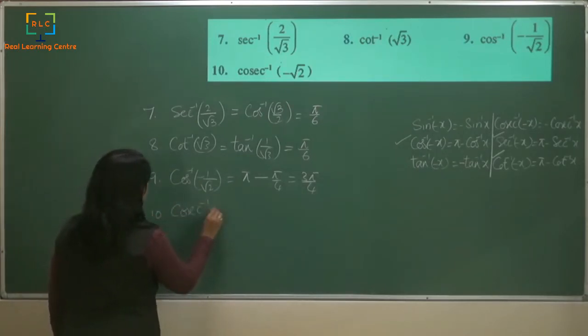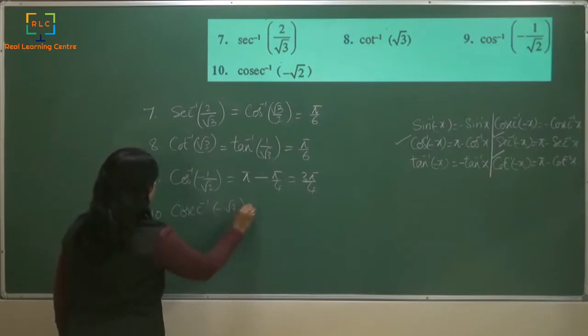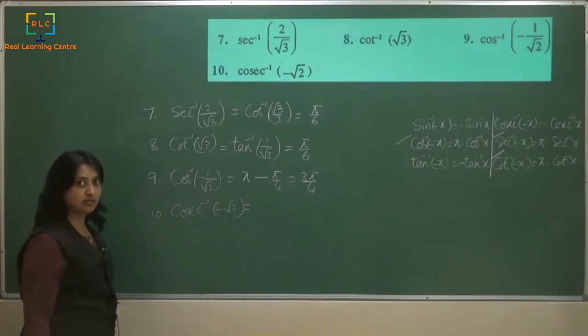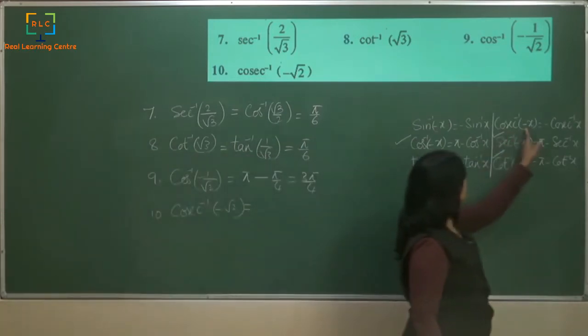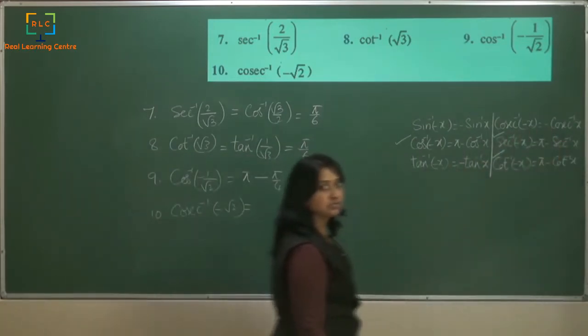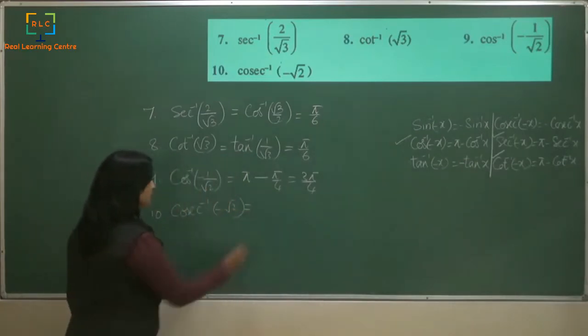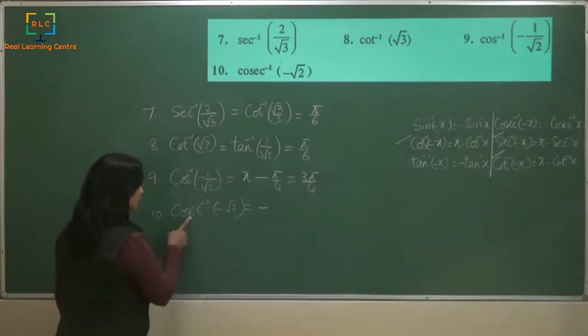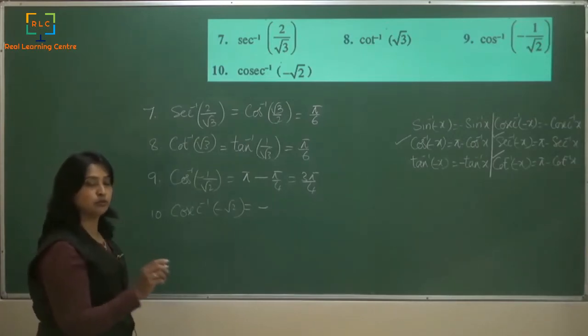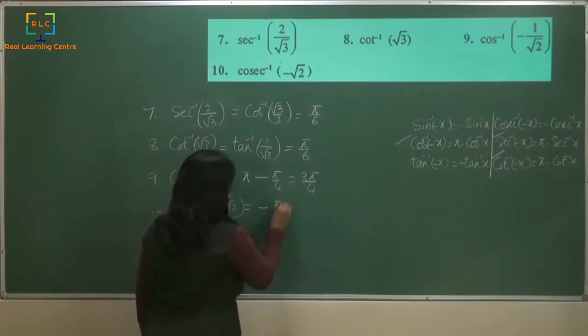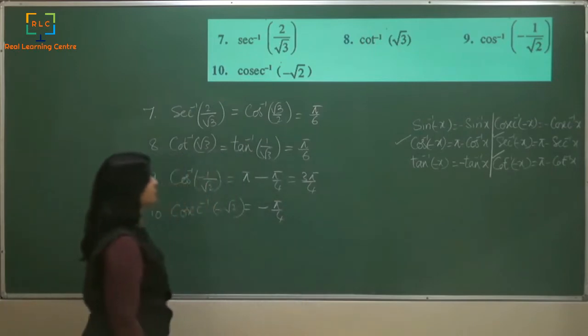Next I have question number 10. Cosecant inverse of minus root 2. Cosecant is the reciprocal of sine. Cosecant inverse of minus x is equal to minus cosecant inverse x. So keep minus outside, and cosecant of what degree is equal to root 2? It is sine inverse 1 by root 2, so 45 degree, so it is pi by 4. Minus pi by 4 is the answer.